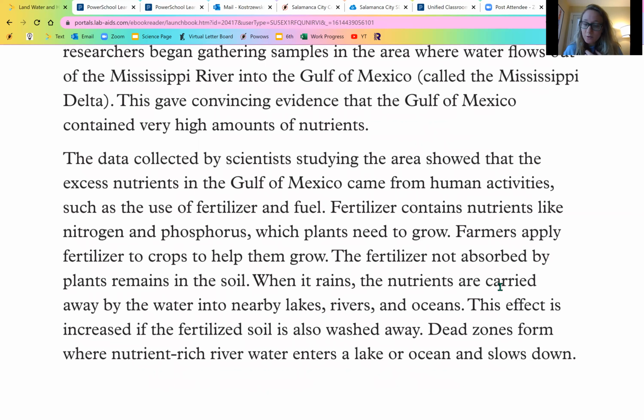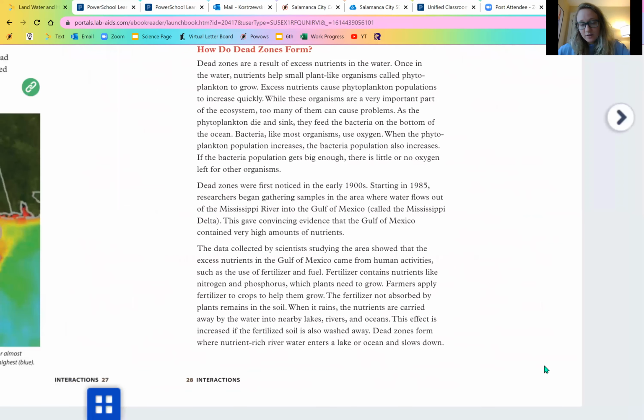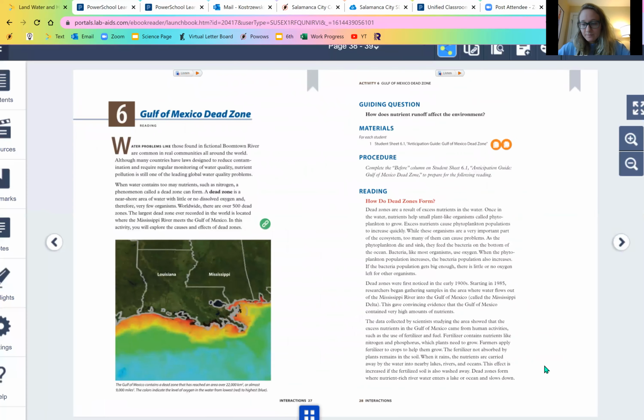When it rains, the nutrients are carried away by the water into nearby lakes, rivers, and oceans. This effect is increased if the fertilized soil is washed away. Dead zones form where a nutrient-rich river enters a lake or ocean and slows down, okay? Then all these things are gathered together over time.